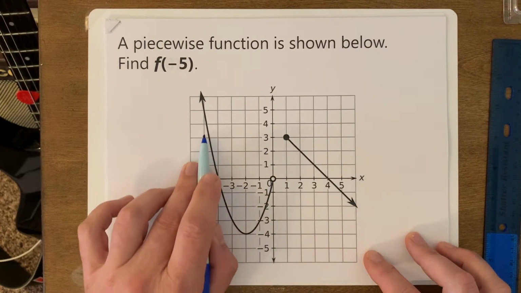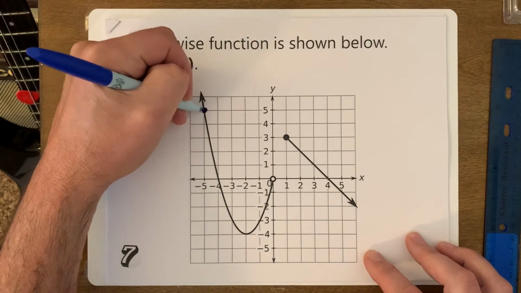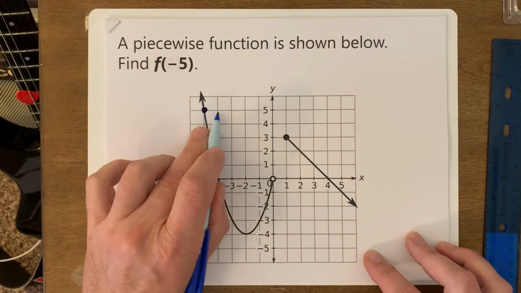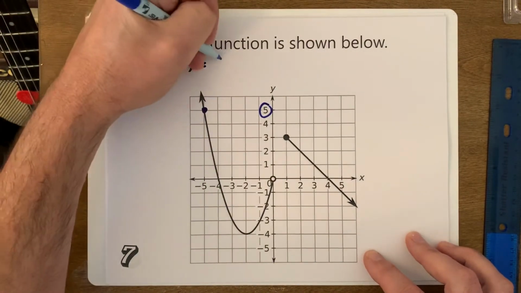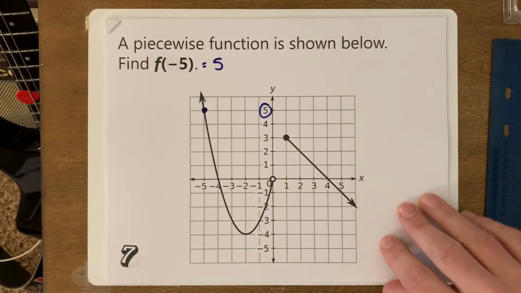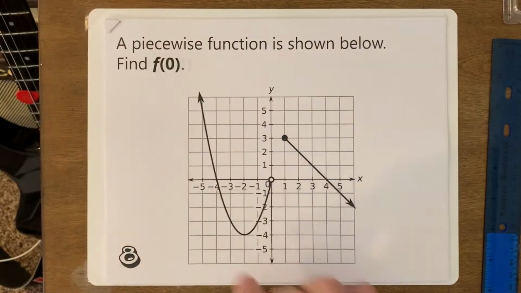Let's go up until we hit the graph. Looks like it's right here. Let's go over till we find the y value. And so it says 5. And so f of -5 is 5. And that's all you have to do for these.